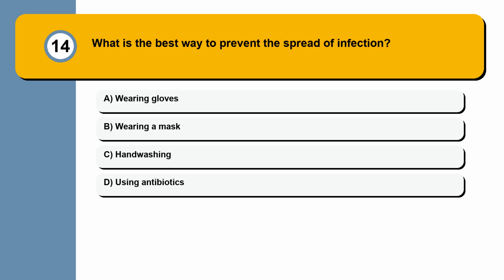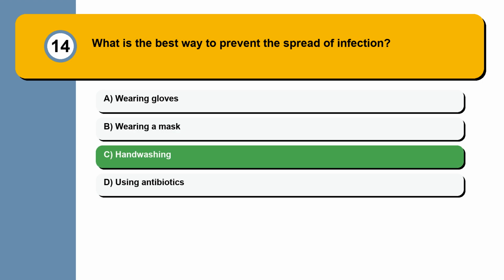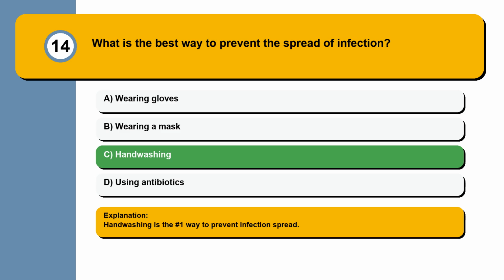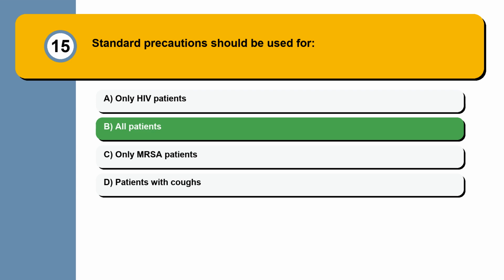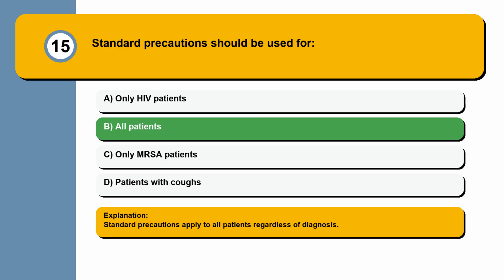Question 14. What is the best way to prevent the spread of infection? Wearing gloves. Wearing a mask. Hand washing. Using antibiotics. Hand washing is the number one way to prevent infection spread. Question 15. Standard precautions should be used for only HIV patients, all patients, only MRSA patients, patients with coughs. Standard precautions apply to all patients regardless of diagnosis.